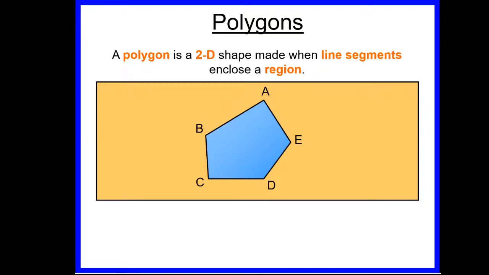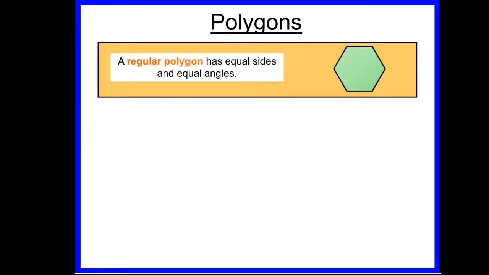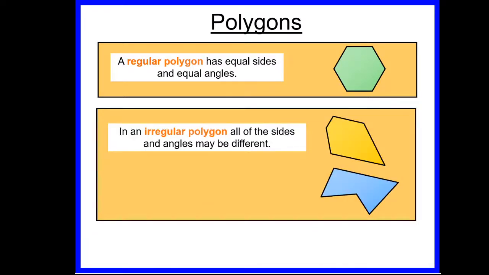Okay, so today then we're going to have a look at polygons. So a polygon, as it says there, is a two-dimensional shape where we have line segments enclosed in a region. And there are a large variety of these shapes. So we define them in two different types. We have regular polygons. A regular polygon is where all the sides are equal and all the angles are equal. And we have our irregular polygons, where all of the sides and angles can be different. And these come in a huge variety of shapes.